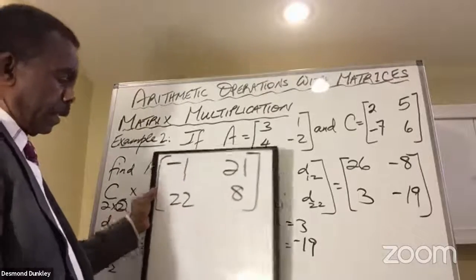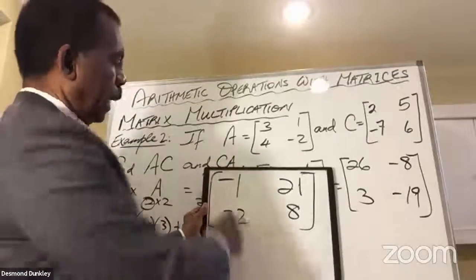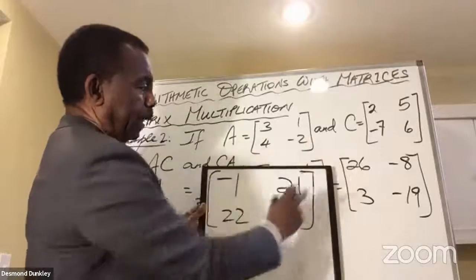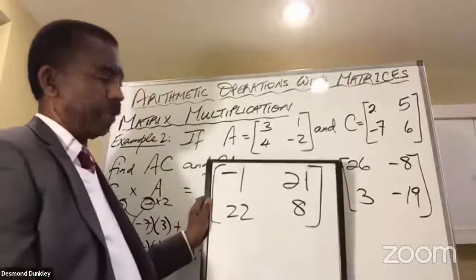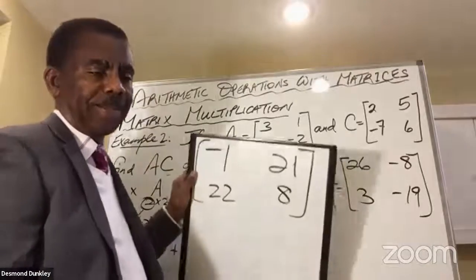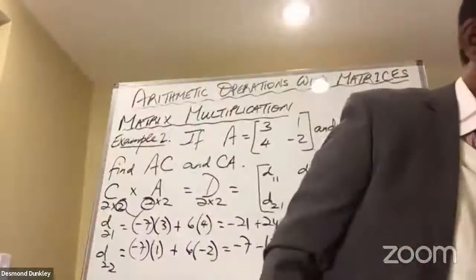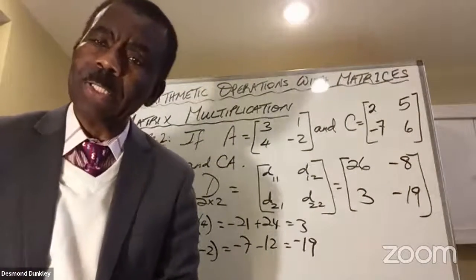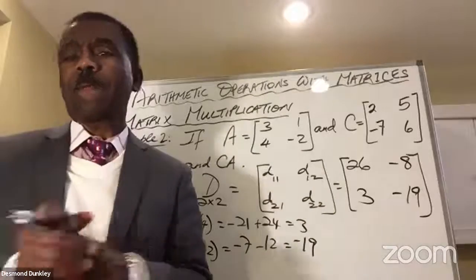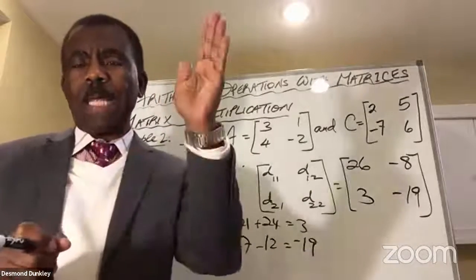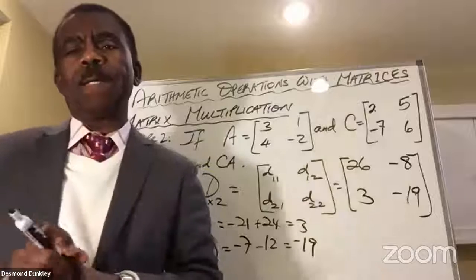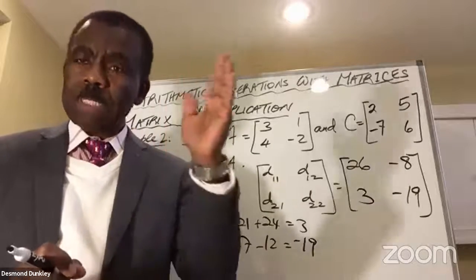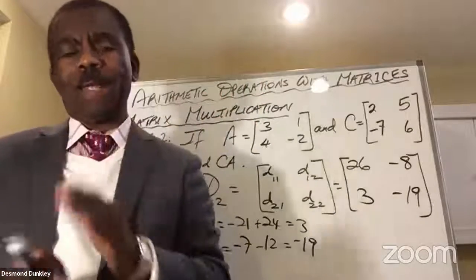So these are the results. -1, 21, 22, 8. -26, -8, 3, -19. So night and day. So what is the conclusion? Well, the conclusion is that matrix multiplication is not commutative. Matrix A times matrix B does not necessarily have to be the same as matrix B times matrix A.